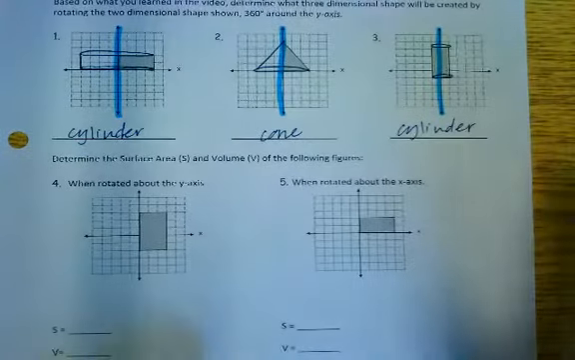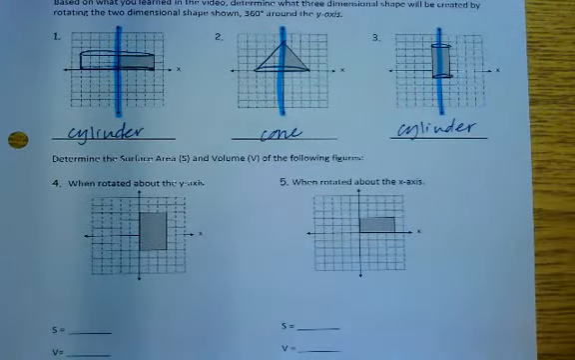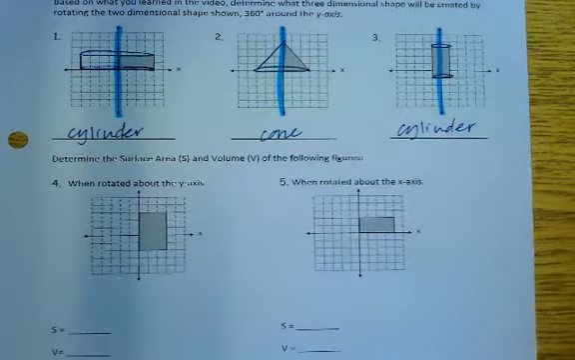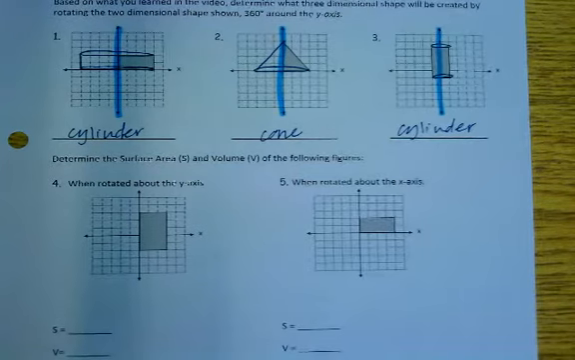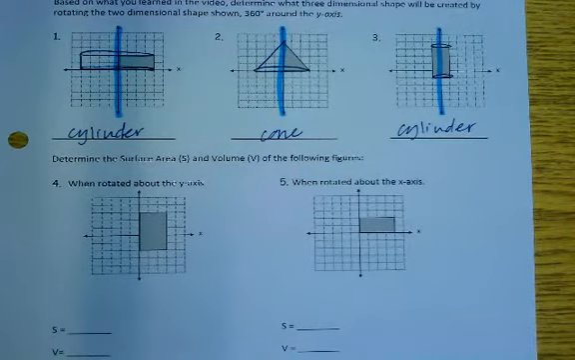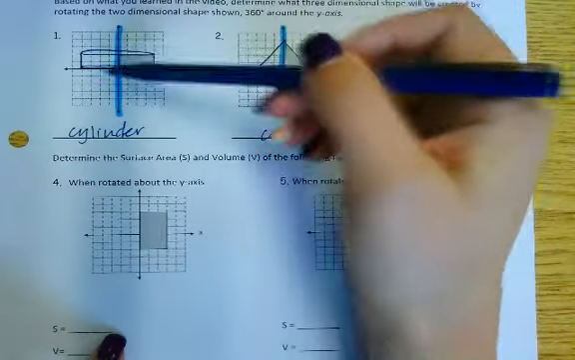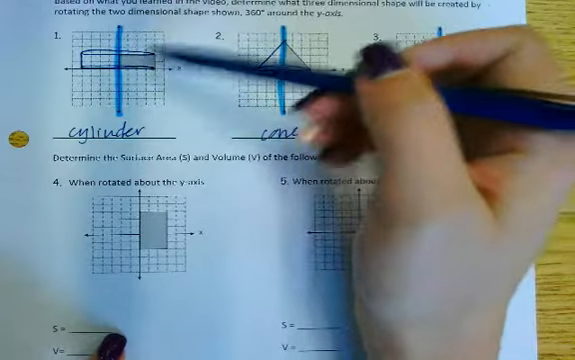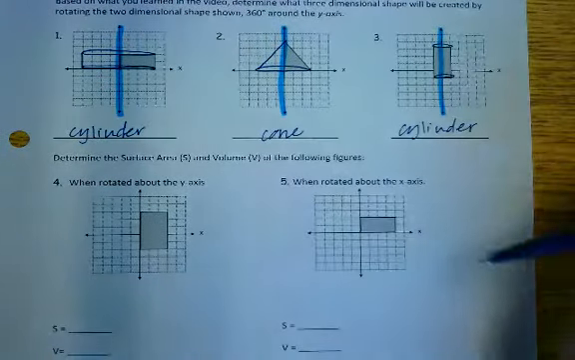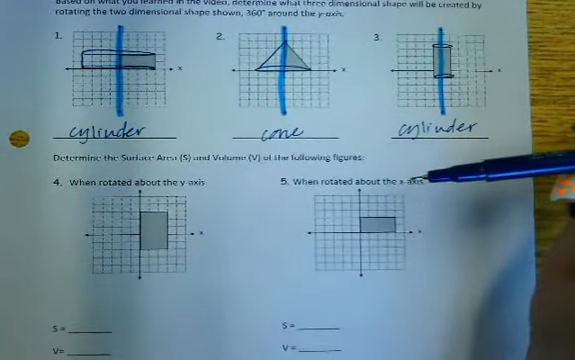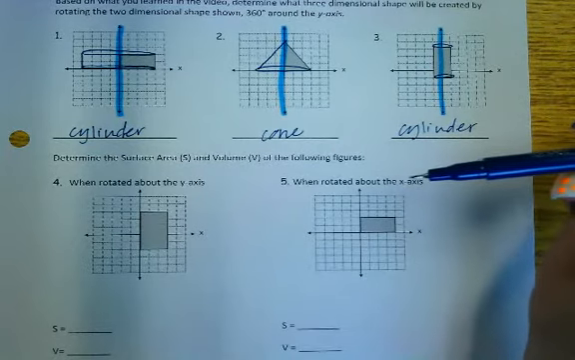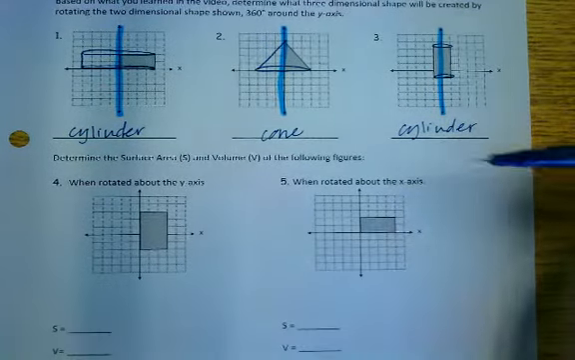So, looking at our figures in number 1, 2, and 3, if I were to switch the axis on number 1, what dimensions would change? Say I rotated around the x-axis, what would change about my cylinder? Okay, so you would be rotating it this way. Would it have the same surface area and volume? Yes. No. Okay, well, we're going to find out.